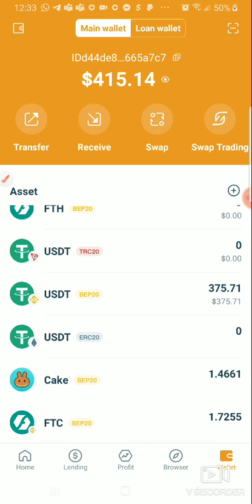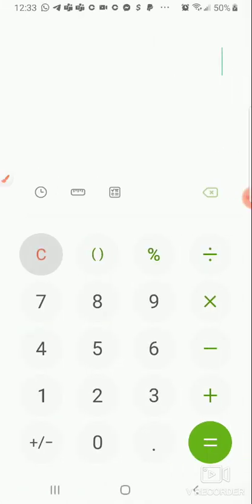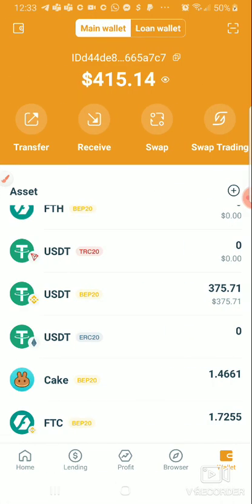And quite frankly, guys, imagine if the price of FTC, let's say, went up to $2,500. If I multiply that by 1.75, now that's a value of $4,375. I just wanted to show you that, to show you the power of trading in this market and the power of what we have here.